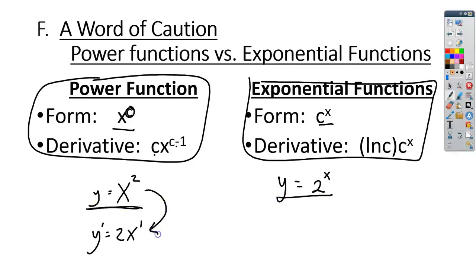To find the derivative of that, you do our power rule that we learned way back in our very first lesson. To find the derivative of this one, this is what we learned today. You're going to rewrite the problem and multiply it by ln of the base. So they look very similar to begin with, but they are completely different, and therefore the ways you find the derivatives or the slopes is very different. So you kind of got to be careful there.